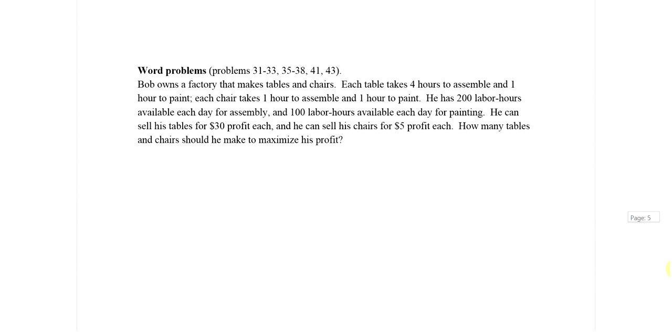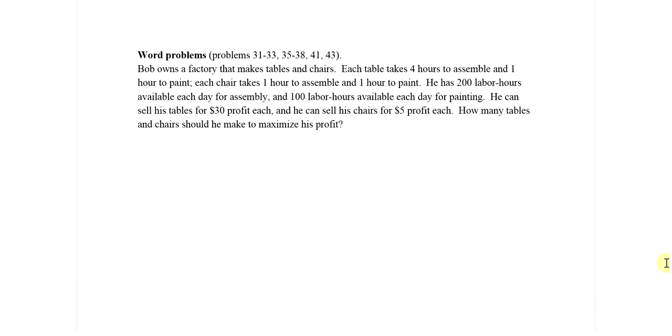Okay, and then we have word problems. Bob has a factory that makes tables and chairs. This is a problem that we set up in 5.2. Each table takes 4 hours to assemble and 1 hour to paint. Each chair takes an hour to assemble, an hour to paint. He has 200 labor hours available each day for assembly and 100 labor hours available each day for painting. $30 on each table for profit, $5 on each chair. How many tables and chairs should you make to maximize his profit?